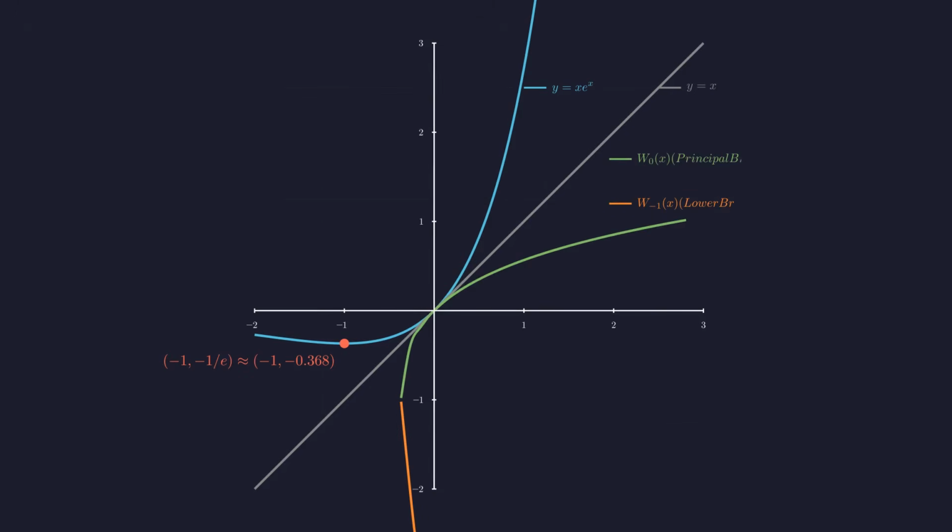The upper branch in green is the principal branch, W subscript 0, which gives the larger of the two possible solutions. The lower orange branch is W subscript negative 1, giving the smaller solution. Here's the key insight. For positive inputs like the natural log of 10, only the principal branch W subscript 0 gives a real positive result. This is exactly what we need for our problem.